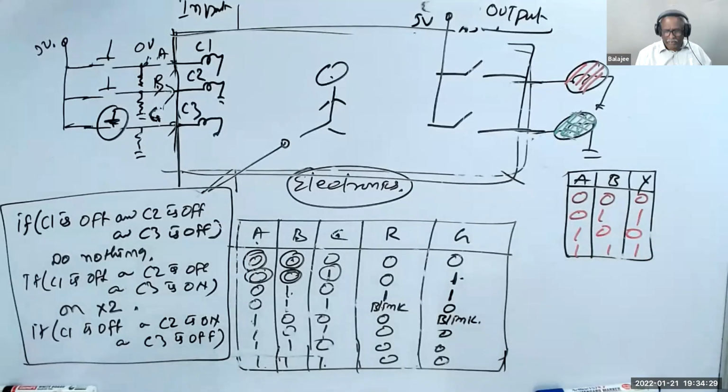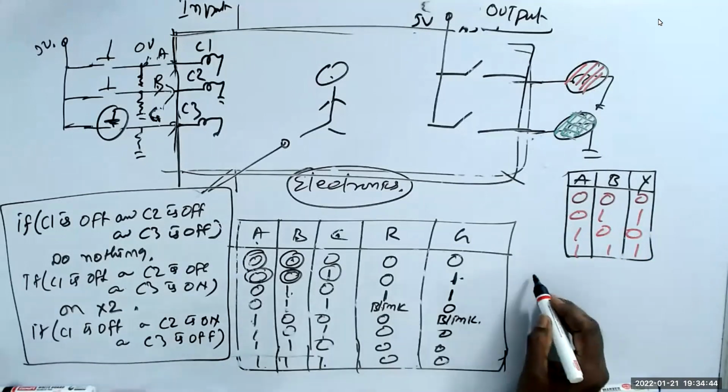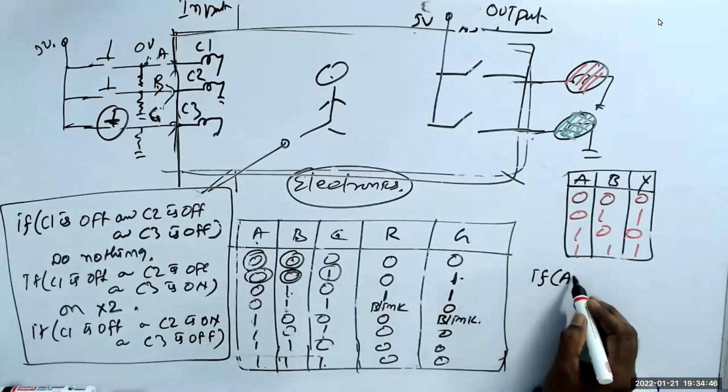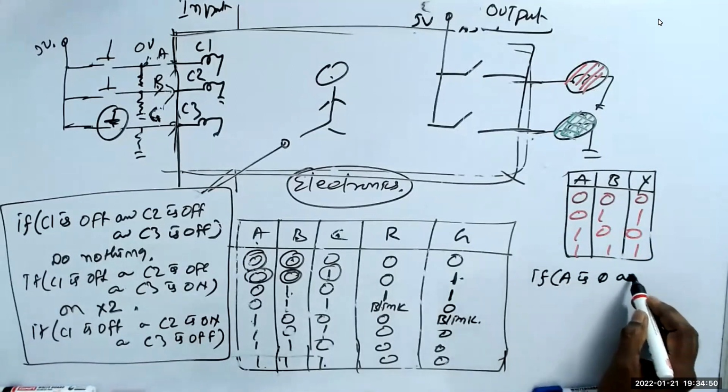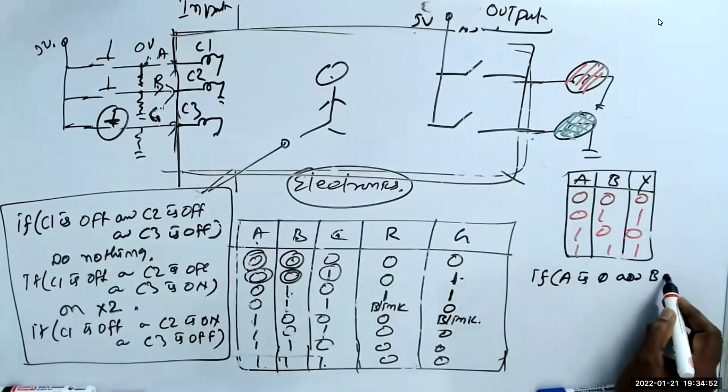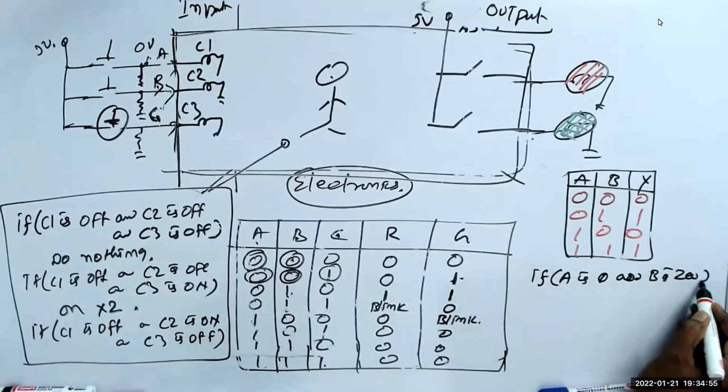Okay. Now I'm asking you to write the same table in English. How easy or difficult is it for you to write it in English? I'm going to write like this. If A is 0 and B is 0, Y is 0.